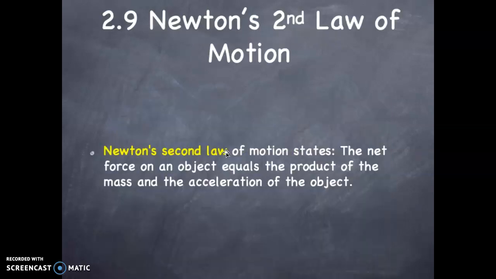Now Newton's second law of motion, which later you will see is going to be written in terms of a mathematical equation. Newton's second law of motion states the net force on an object equals the product of the mass and the acceleration of that object. It's a times, and here means times. So we will be able to write an equation that Newton discovered, and it'll be a simple mathematical equation relating mass, acceleration, and net force.